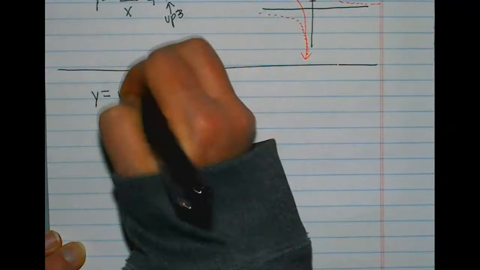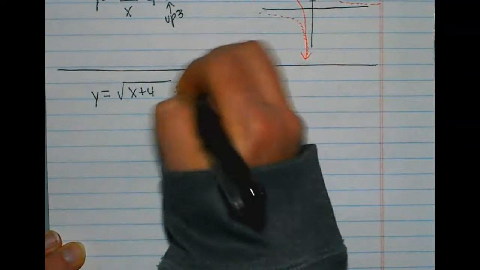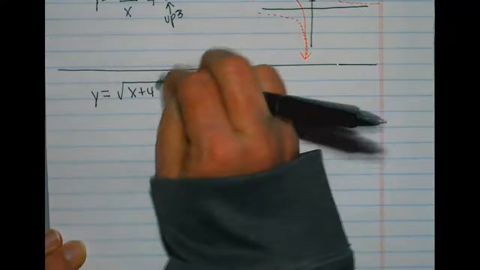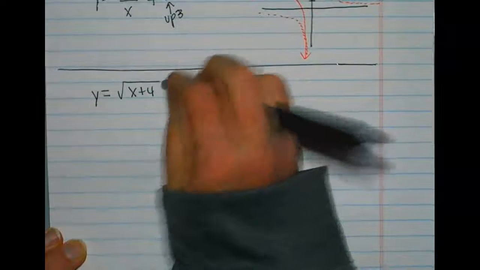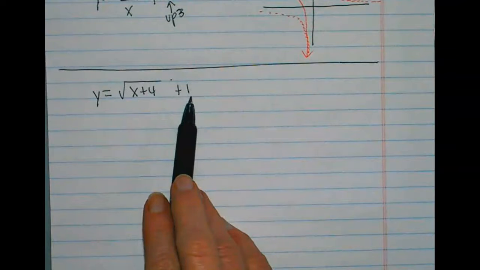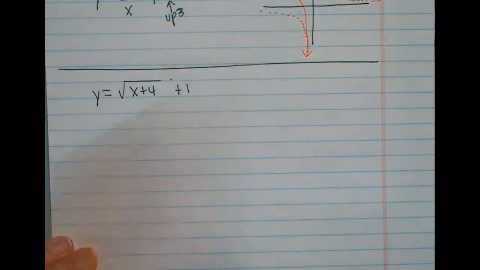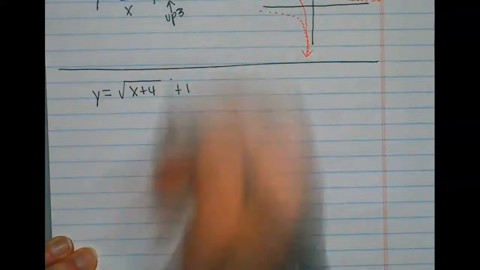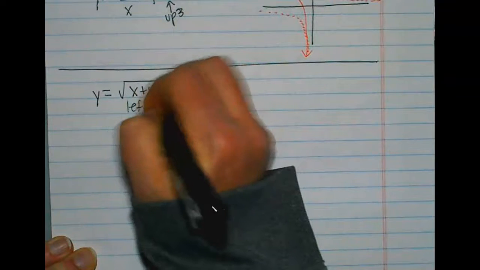So y equals the square root of x plus 4, plus 1. I have a number inside with x. That means it's going to be a left-right number right here. And this number is on the outside, so an up-down number. This translation, sometimes you have to write it in words. So this is going to be left 4, up 1.